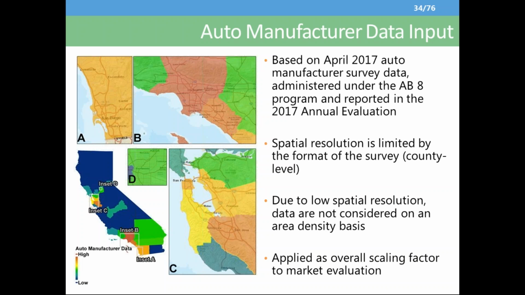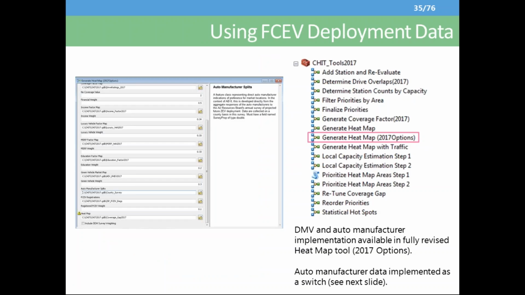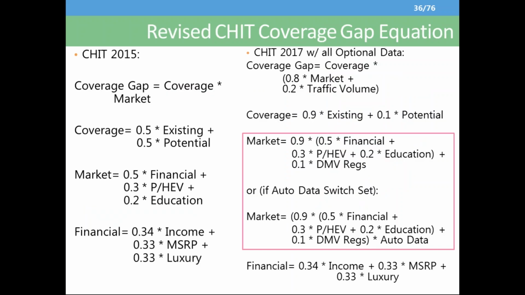So on the next slide, these two data inputs are what really separates the full 2017 options version of the Generate Heat Map tool, that coverage gap determining tool. We implemented the auto manufacturer data essentially as a switch, because it's a multiplicative factor is how we're utilizing it. So the next slide.